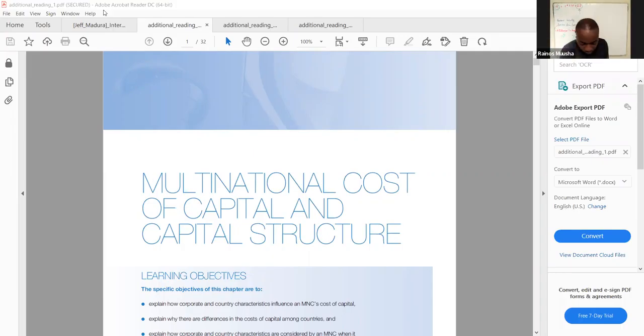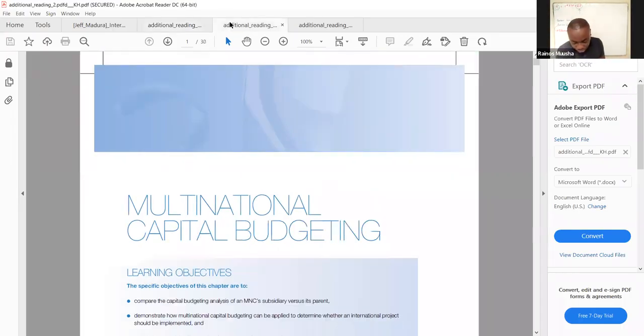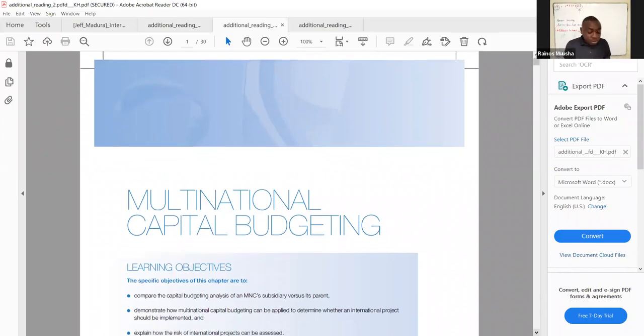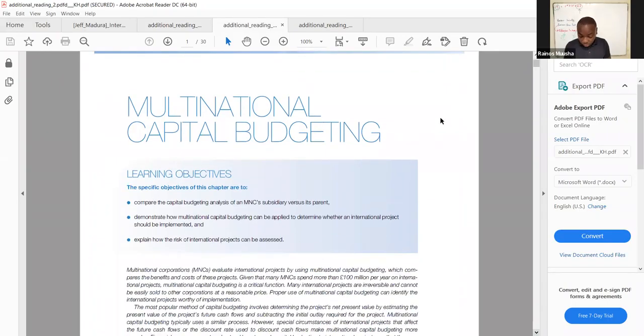Then there's also going to be additional reading 2, which looks at multinational capital budgeting. So you'll see that the multinational capital budgeting chapter that we're going to be looking at is not the one in the textbook. It's going to be the one based on the additional reading as well.